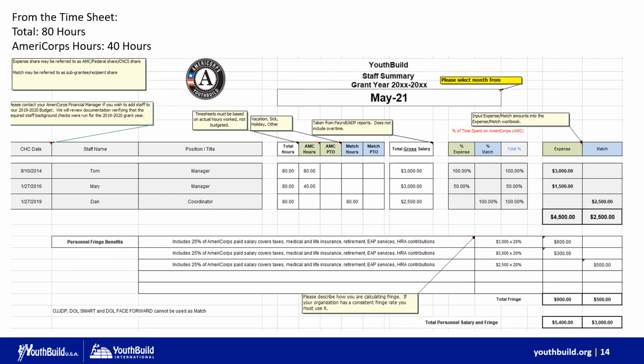The expense and match will automatically calculate based on this information. Next, complete the fringe and benefits section below by providing a description of your fringe and your organization's fringe percentage calculation. In Mary's case, it's 20% of her salary.